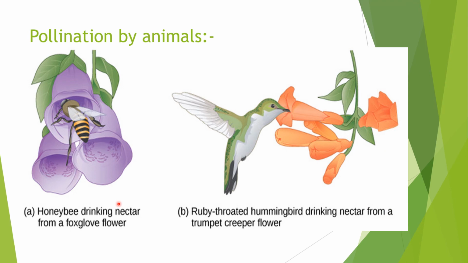This is the next picture. For example, agents of pollination by animals. A honeybee drinking nectar from a foxglove flower. A ruby-throated hummingbird drinking nectar from a trumpet creeper flower.